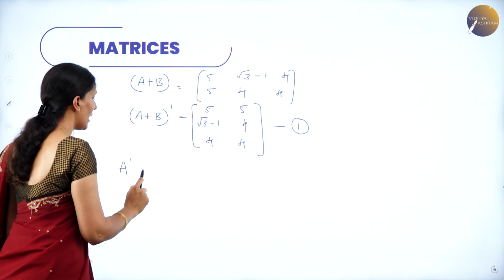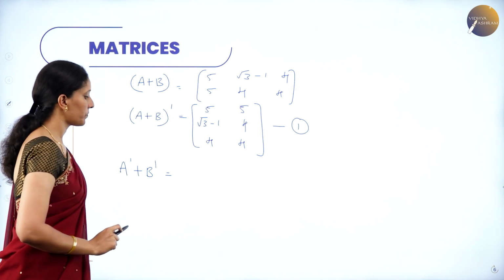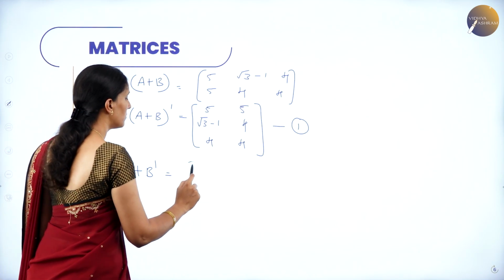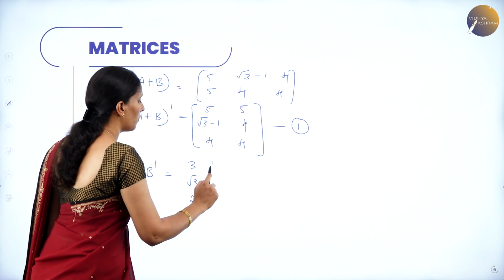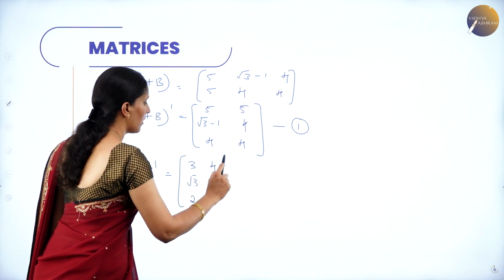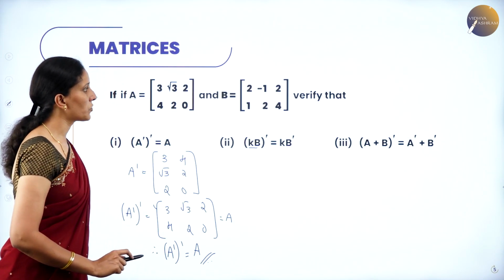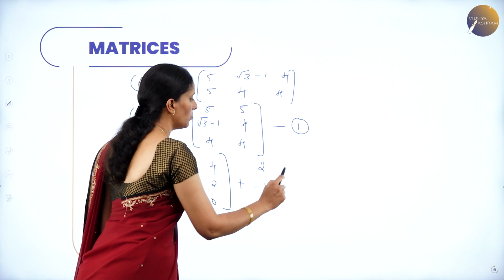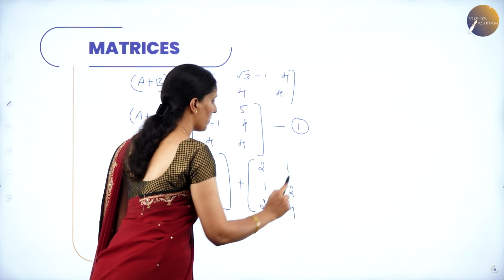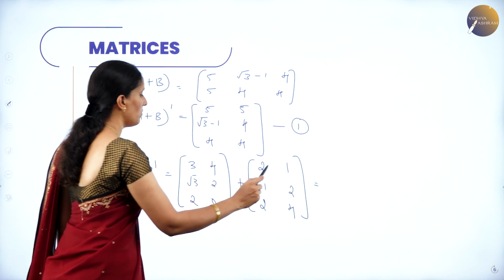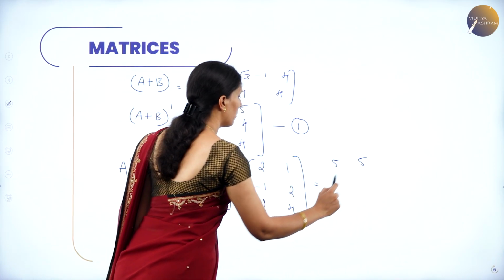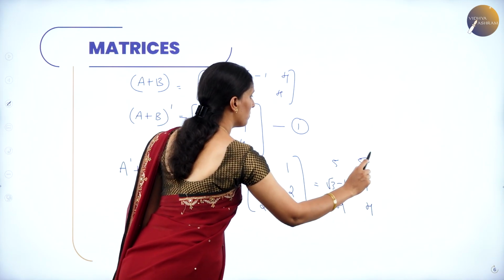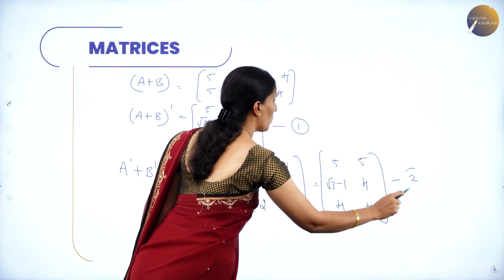Now let's take A transpose plus B transpose. So let's write A transpose first. That is 3, root 3, 2, 4, 2, 0. And plus, what is B transpose? We can take 2, minus 1, 2, 1, 2, 4. Let's add these two now. So we get 5, 5, root 3 minus 1, 4, 4, 4. So take this as equation 2.